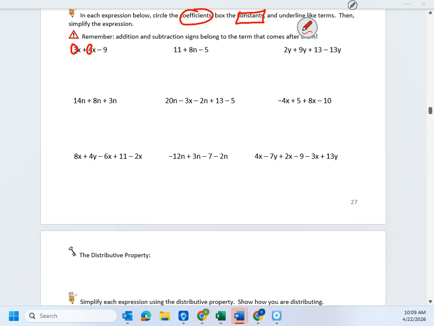Now, what do you think I was going to say, Colton? -9. Very good. There is that minus sign there. Remember, that should be -9.